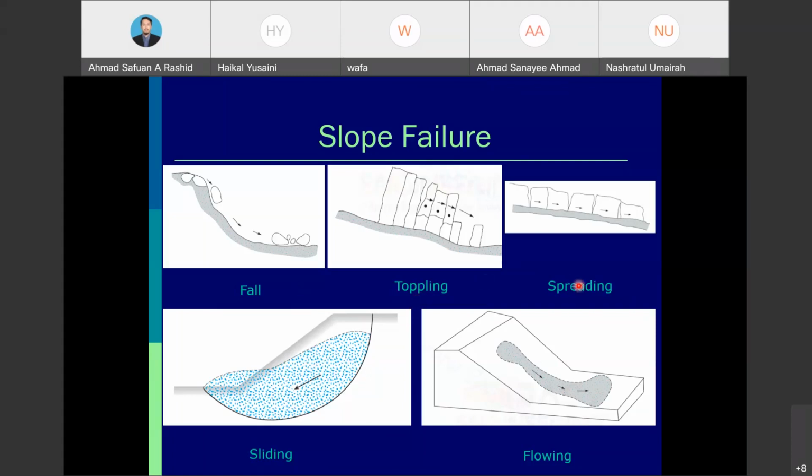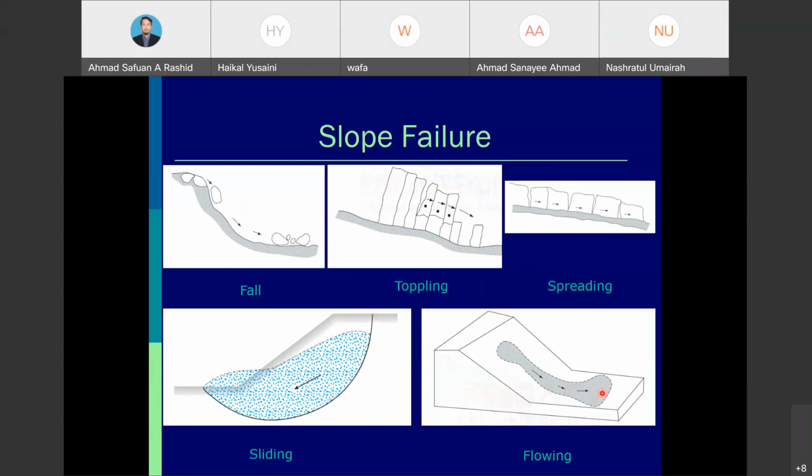For spreading, it normally happens due to the infinite type of slope, which we may also discuss in this topic. This we call a finite type of slope because the slope structure has a toe and top. While flowing is more related to, for example, a debris flow.